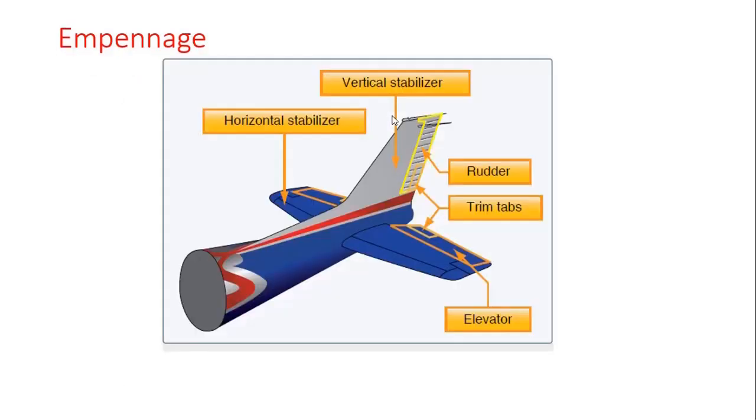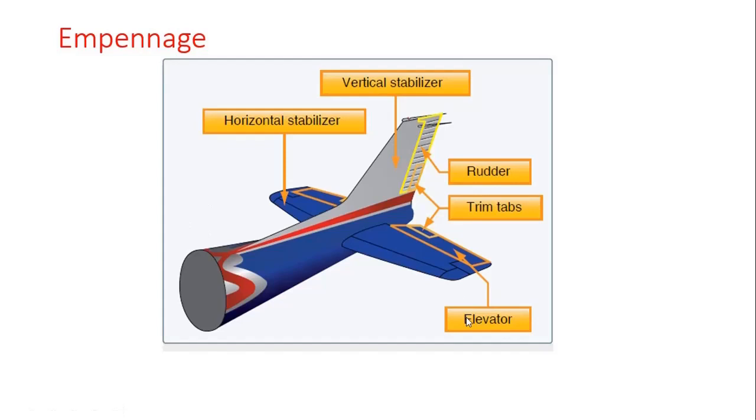Next one is called empennage. The empennage includes the entire tail group and consists of fixed surfaces such as vertical stabilizer and horizontal stabilizer. The movable surfaces include the rudder and one more, trim tabs, as well as another one, the elevator.